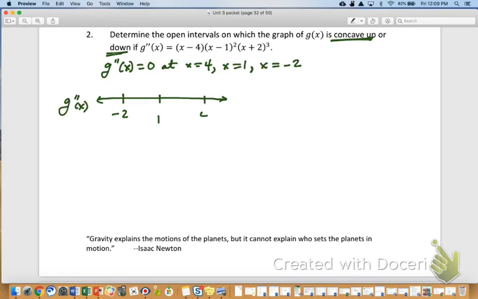-2, 1, and 4. So just like before, I've created 4 different intervals. I'm not going to color code these here. I'm going to do a real similar process. I'm going to test out this interval right here.